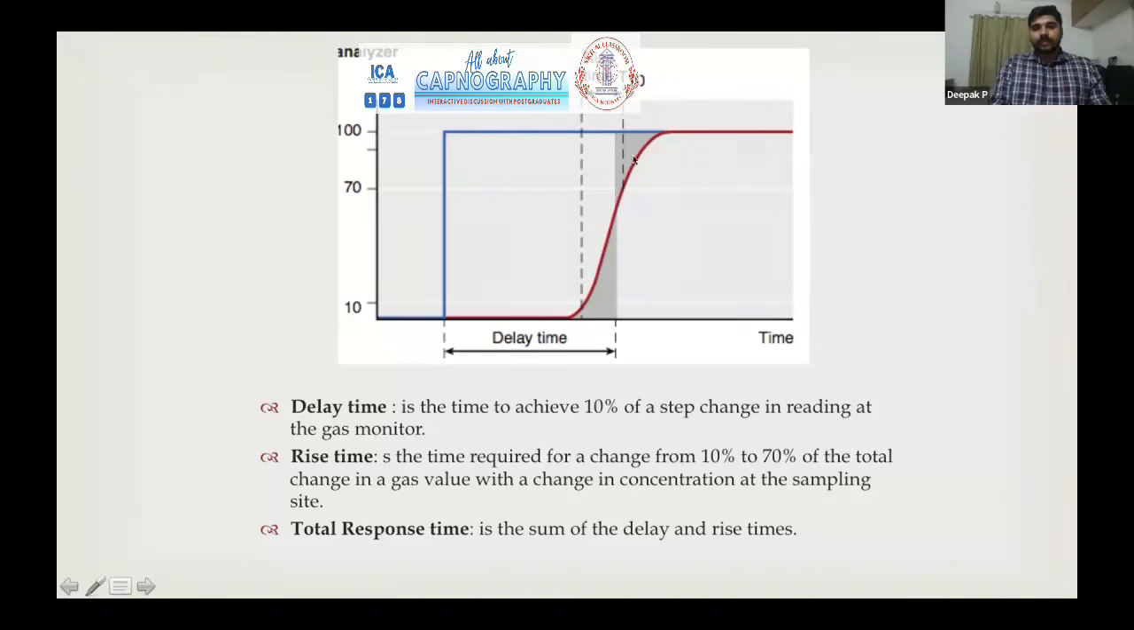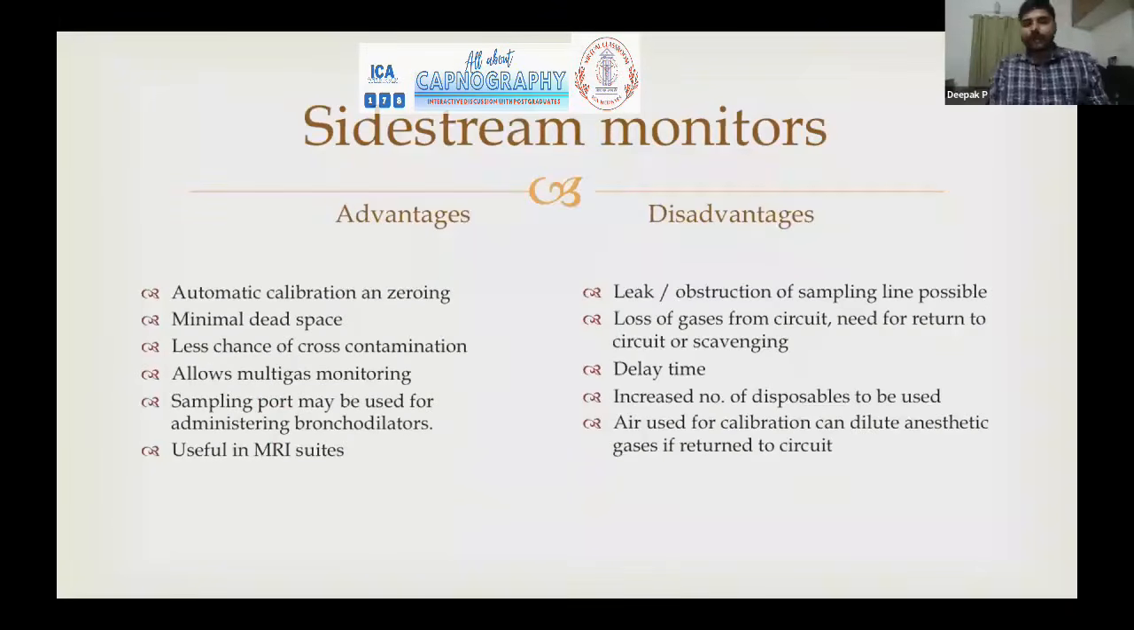The 70% in some textbooks, like in Dorsch, is given as 90%, but in Miller, it is 70%. Either way, we can get an idea about the upsloping of the expiratory upstroke with rise time. And the total response time is delay time plus the rise time. So in side stream, because the gas has to travel through a tubing to the sensor, which is placed far away from the circuit, this delay time and rise time is pretty important. So we'll see the advantages and disadvantages of side stream monitors.